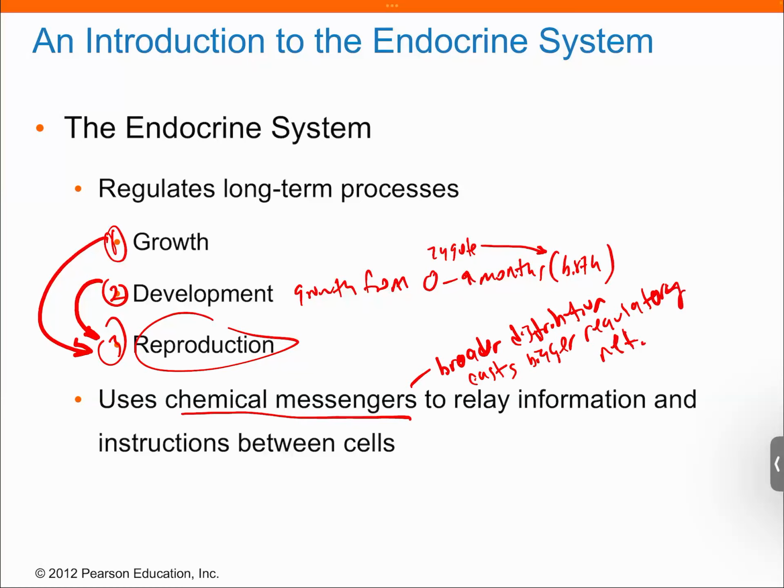So this broader distribution allows you to cast a broader, bigger regulatory net. So where the nerves are specifically talking to individual targets or a group of targets, the endocrine system can talk to an entire population by sending out these chemical messages. It's like junk mail, right? So you can talk to a lot of people because you're stuffing those mailboxes pretty much.